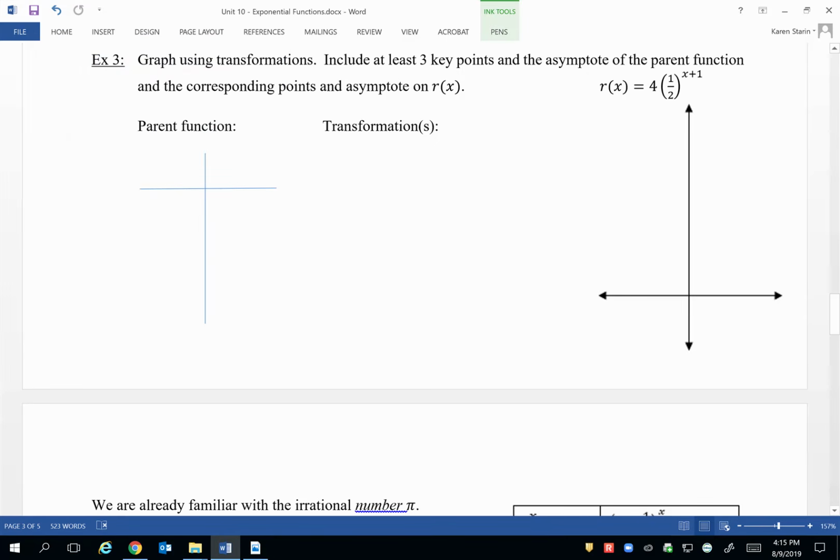Example 3, we are going to graph r of x equals 4 times base 1/2 to the x plus 1 power. So we only have two transformations here, and we have to look at them very carefully. I'll do the vertical transformation I see first. Vertical stretch by a factor of 4.